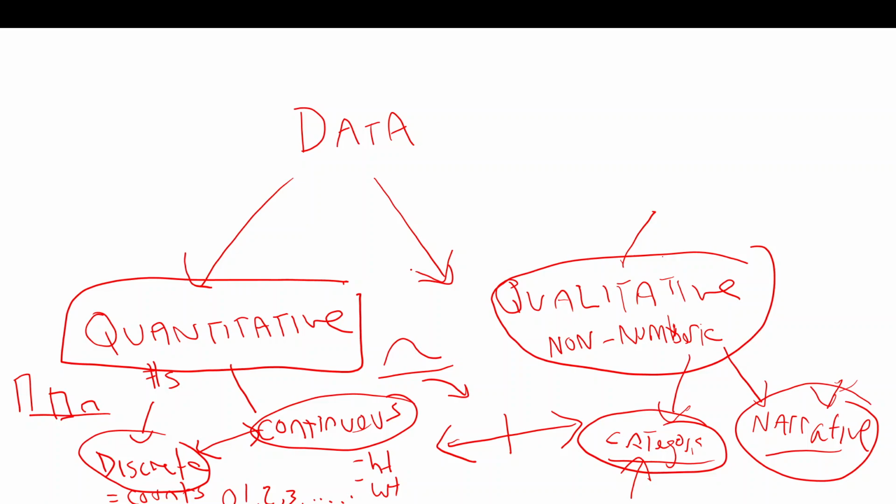So that is your main types of data. Quantitative and qualitative is the biggest split, and then within quantitative, there's discrete and continuous. And within qualitative, you can think of it as categorical and also larger narrative data.